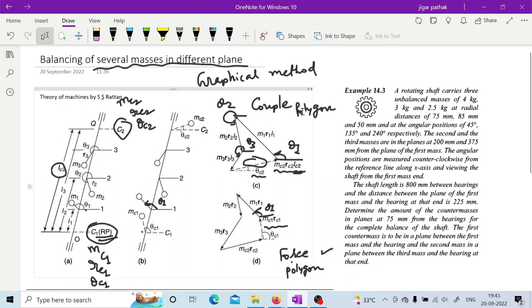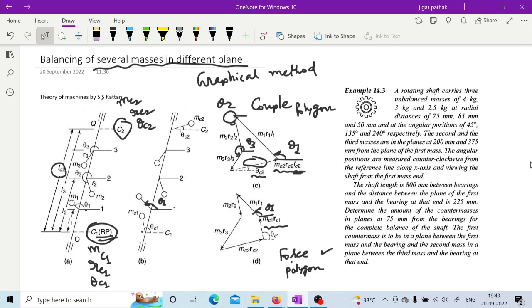Now here also, I am going down. Anyone who wants to take a screenshot, please take it. I am going down for the analytical method. Okay.